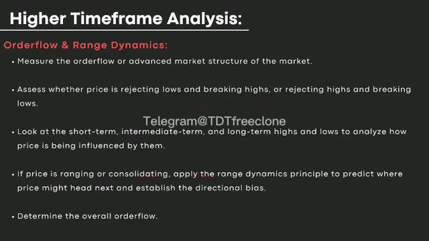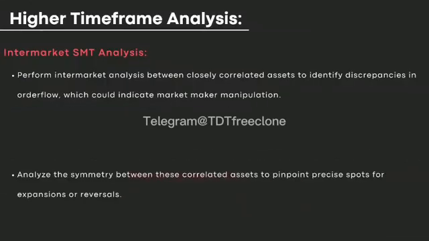Now let's move on to the next slide. Here in this slide, let's break down intermarket SMT analysis. First, perform the intermarket analysis between closely correlated assets. This means that you're going to be comparing the behavior of assets that are linked with each other, right? The goal here is to spot discrepancies or non-symmetry in their order flow, right? Basically meaning moments in price action where one asset behaves differently than expected compared to the other.